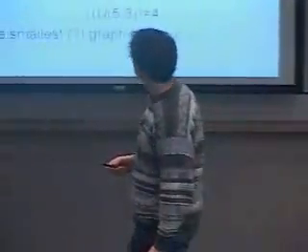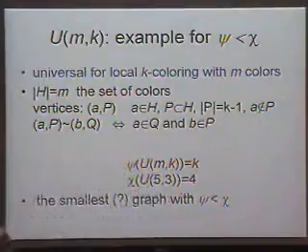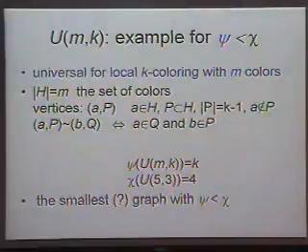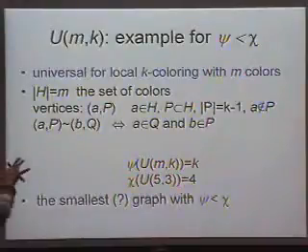M equals K to the N, where N is the number of vertices here. I mean, given K, there is no way to bound them. With N, if you know N, then you can choose M.